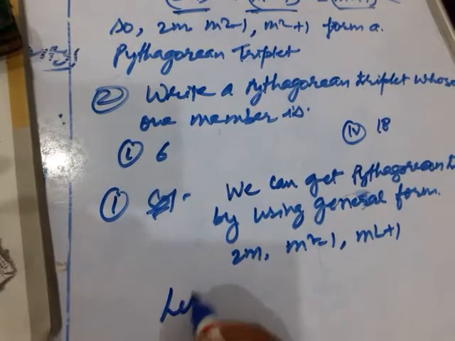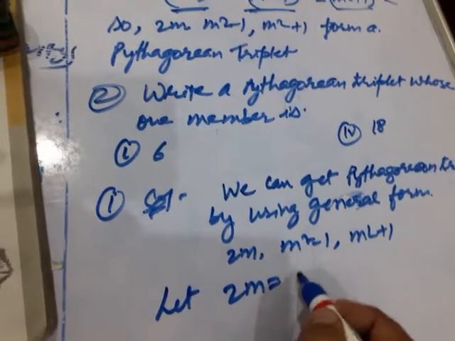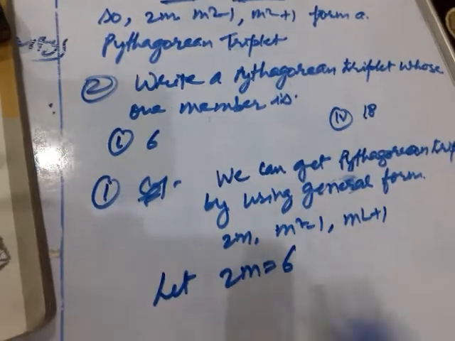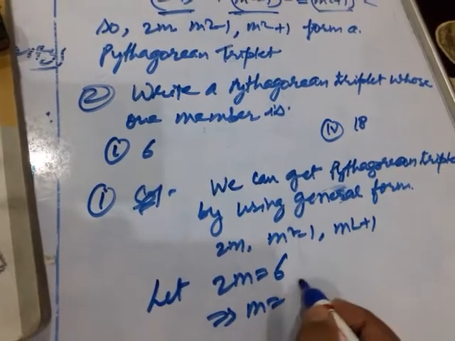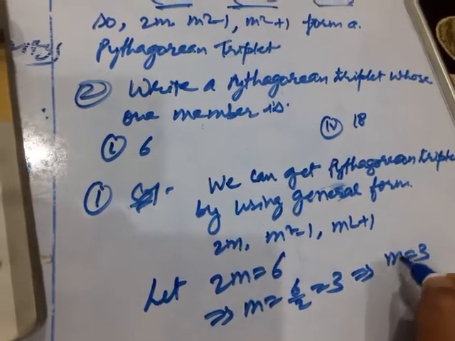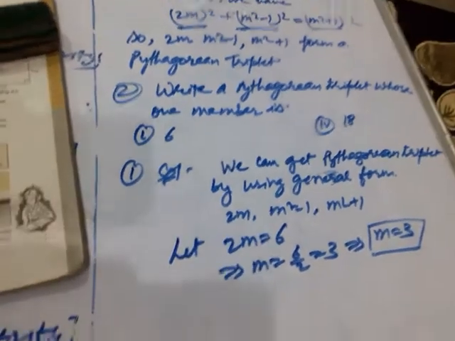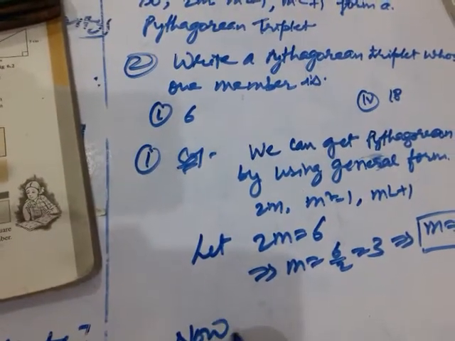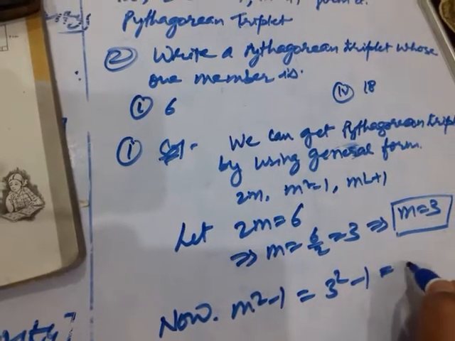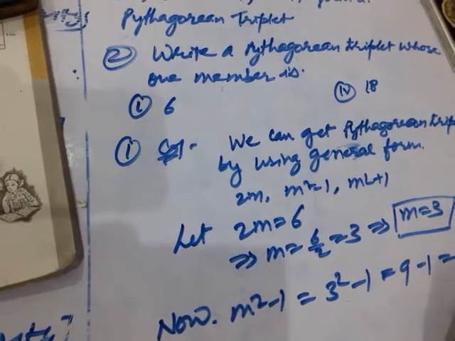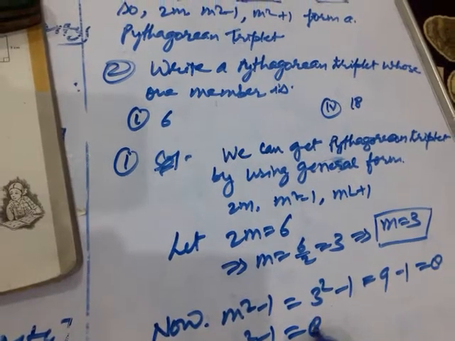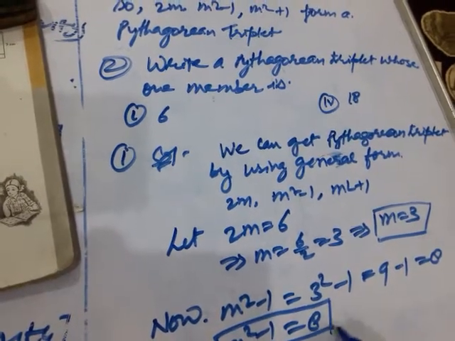So let 2m equal one of the members of the Pythagorean triplet, which is given as 6. So let 2m = 6. This implies that m = 6/2 = 3. Clear children? Now m^2 - 1 = 3^2 - 1, 3 threes are 9, minus 1 equals 8. This implies that the other member of the Pythagorean triplet is 8.